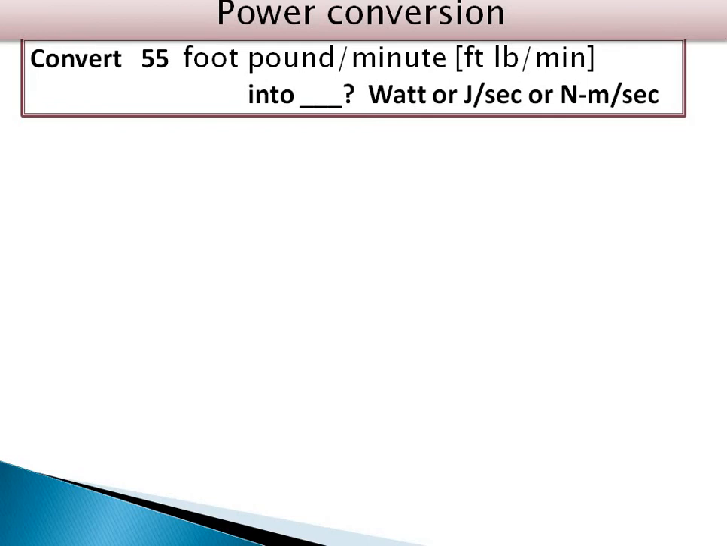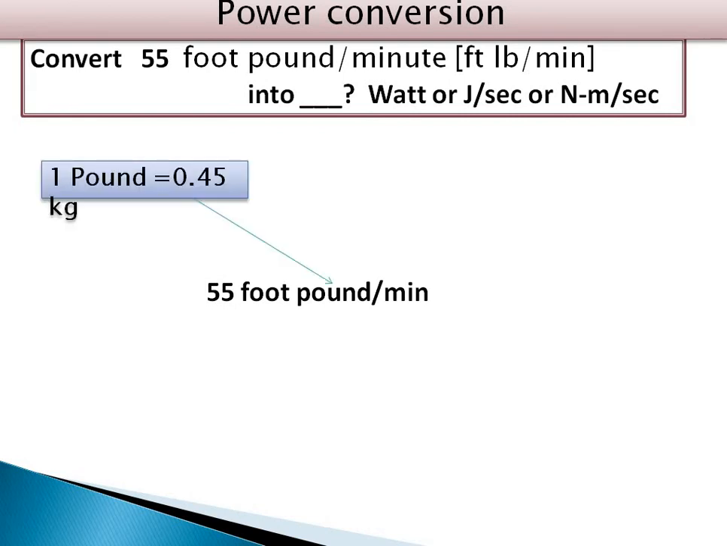So foot-pound per minute is required to be converted into Newton meter per second. So how to convert foot into Newton? We know that 1 pound is equal to 0.45 kg. So pound can be converted into Newton by multiplying by 0.45 and 9.81, because multiplying by 0.45 converts it to kg, and multiplying by 9.81 converts it to Newton.